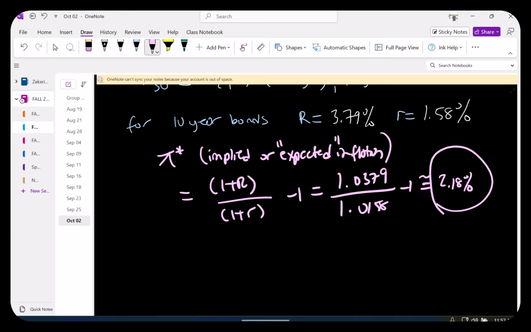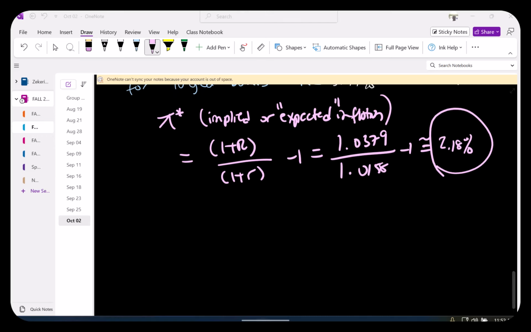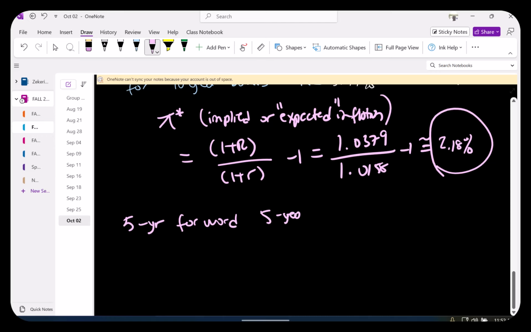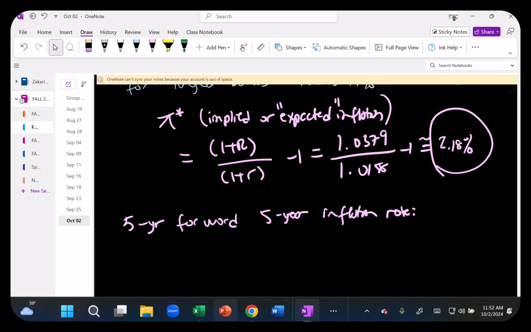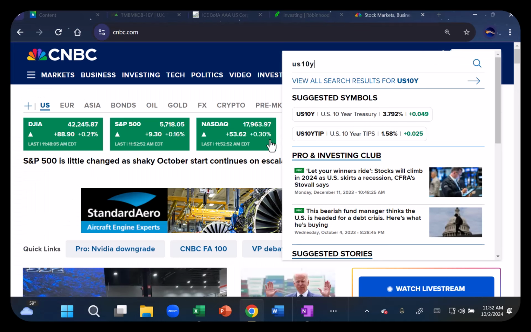You can even get a series. For example, there's a number that the Fed follows quite a bit, the 5-year forward 5-year inflation rate. This is the market's expectation of what the average inflation is going to be from years 6 to 10. The Fed calculates this on an approximation basis, but it's not too bad.